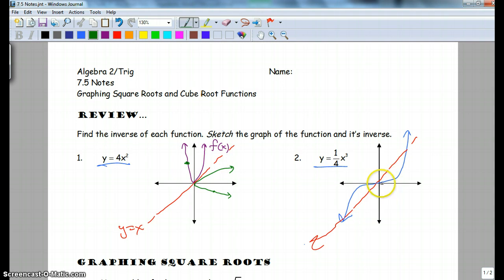Now this one, reflect across the y-axis, so it would be something like this, and something like that. So those are our two graphs, and the inverse. Oh, excuse me, this one is the inverse of f of x.